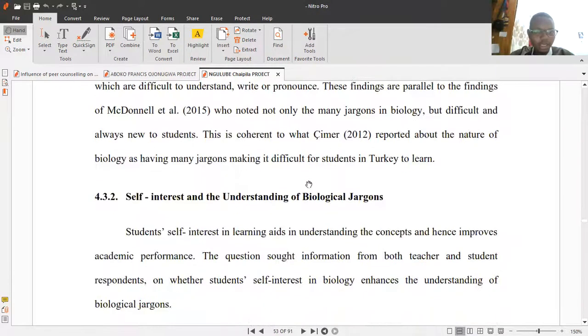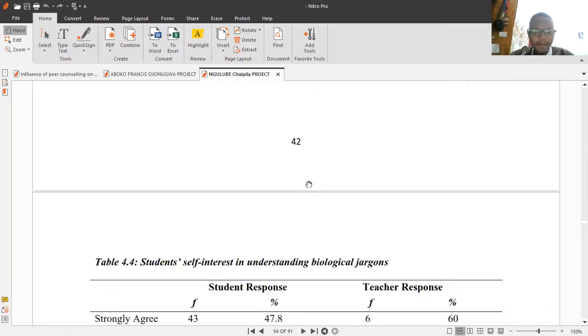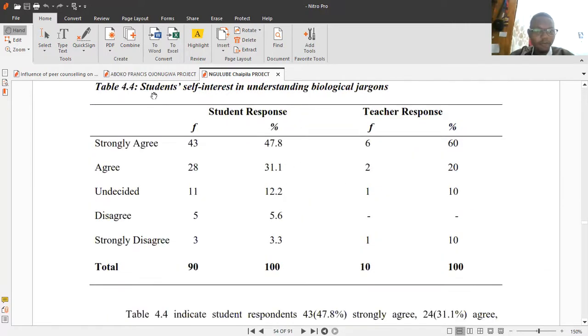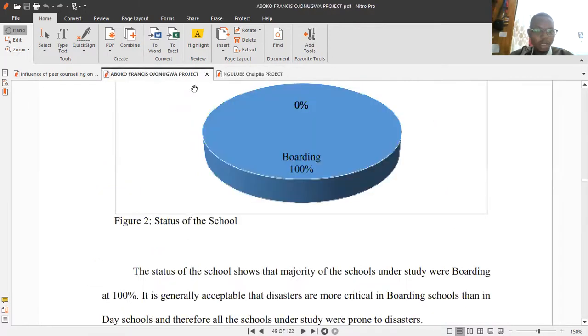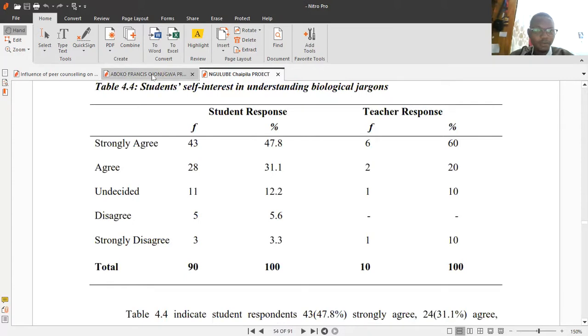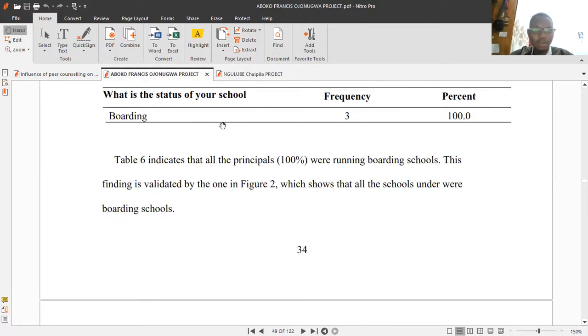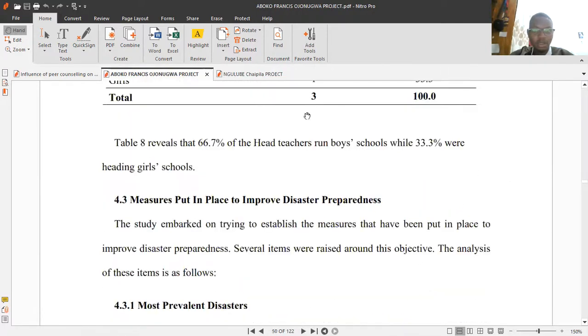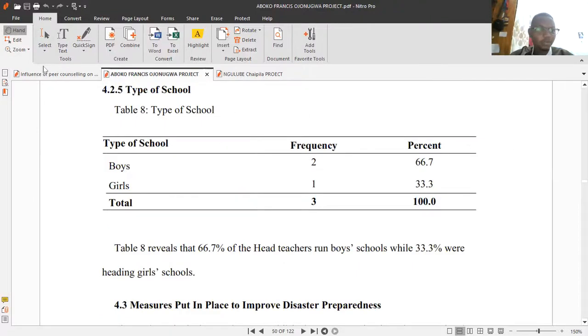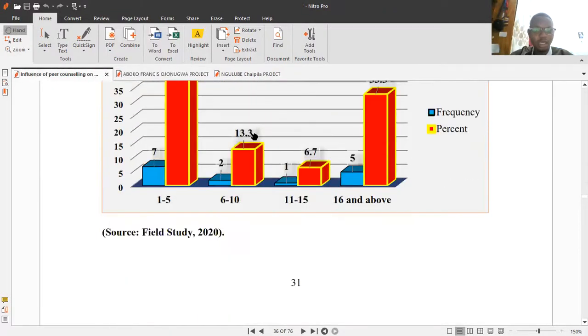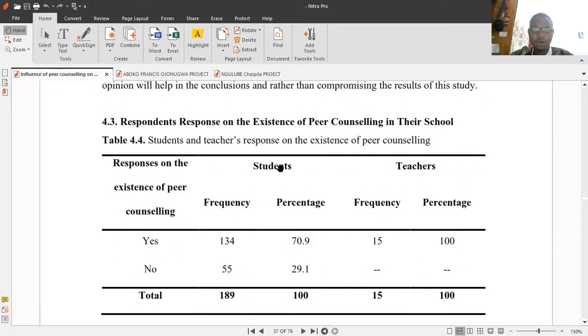Then analysis is there, and that's how it goes. Frequency is always there, percentage is always there. If you see, he never wrote in full. That is Ngulube, never wrote in full, but we might find that Francis wrote in full, as you can see. This is the status of the school. No, he wrote in full. If you see Simon 2020, he probably also wrote in full, as you can see.